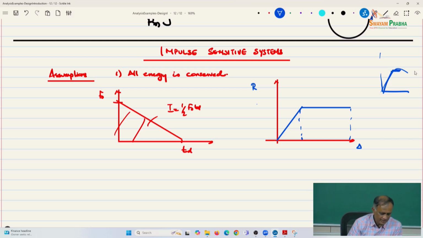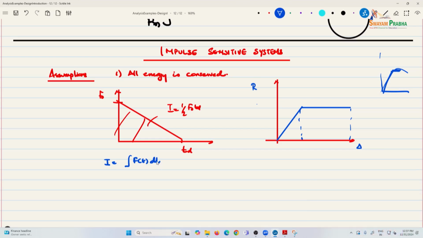So here your impulse is the integral of f of t dt. K is Rn by Ye, and mu is Ym by Ye.